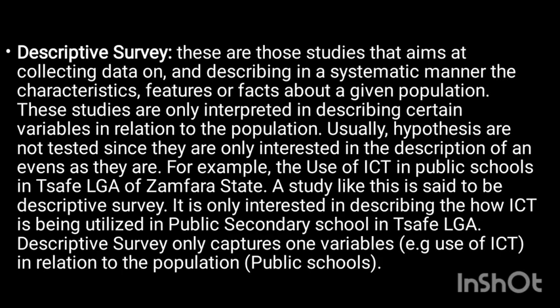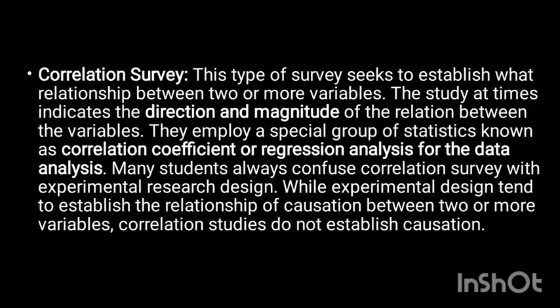Public schools. While correlation survey, on the other hand, is a type of survey that seeks to establish what relationship exists between two or more variables. The study at times indicates the direction and magnitude of the relationship between the variables. I'm going to explain.